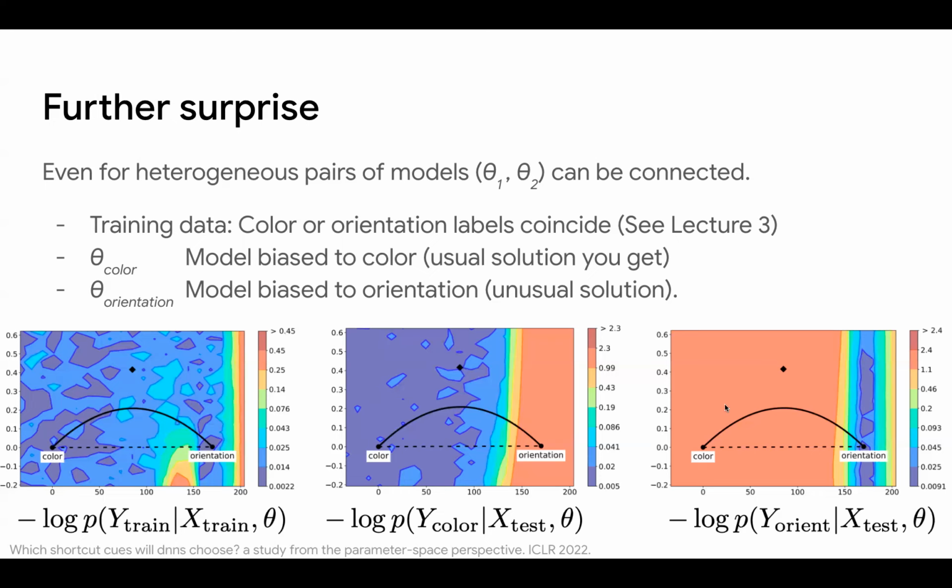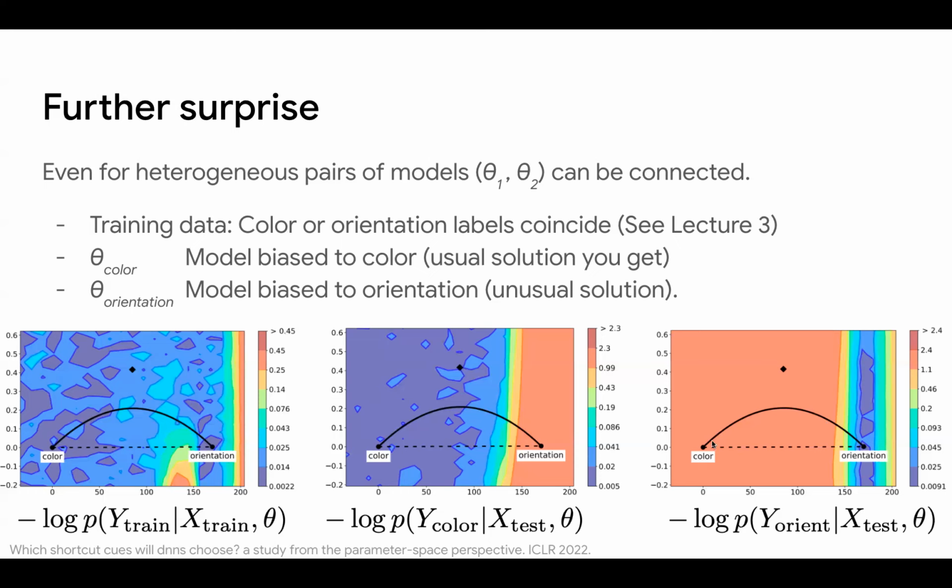So we can kind of see that there is a transition happening from the color bias solution here to the orientation bias solution here. Okay, so there does exist some kind of transition in the middle, but it's still surprising that those two very different types of solutions can be connected.